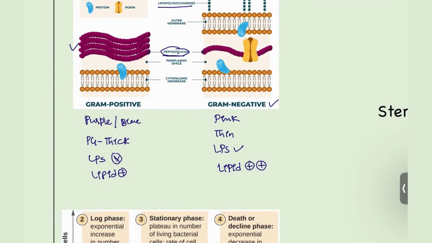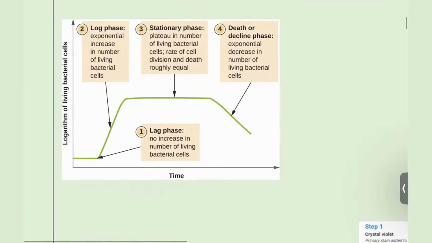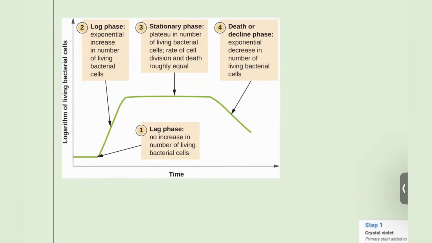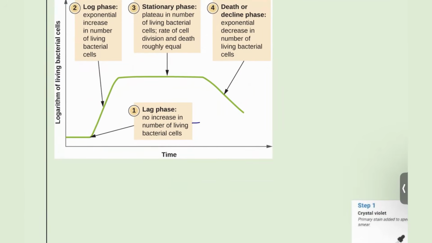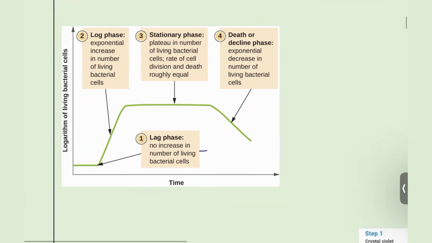Next, moving on to the picture of the bacterial cell and how they are going to stay in our body with this cycle. There are four phases, guys. First phase is the lag phase, where there is no increase in the number of the living cells. Next, log phase. In the log phase, they are increasing in number, that's why there is a rise in the graph. Next, the stationary phase. Remember this way: S for stationary, S for spore.